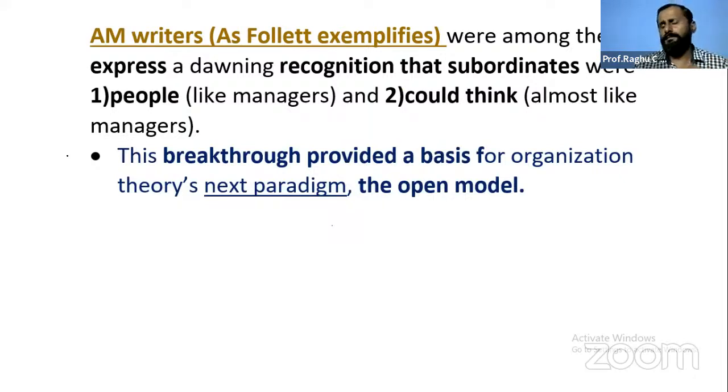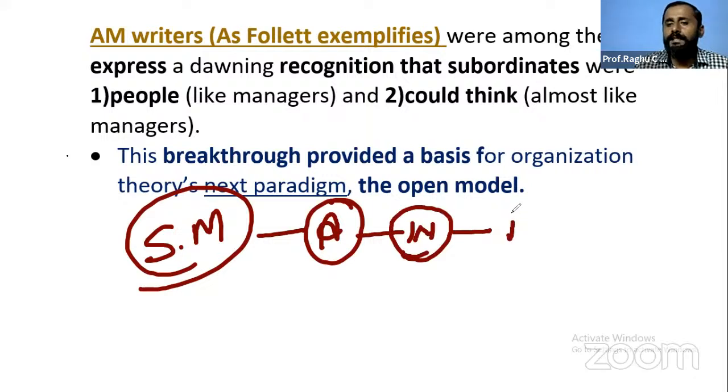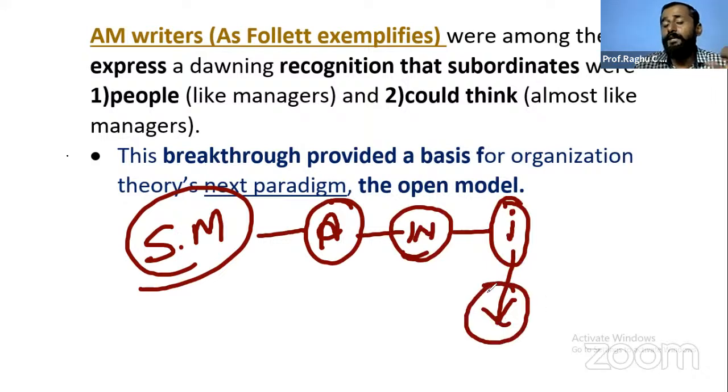Follett, and in fact some of the administrative management theorists, were among the first to express a growing recognition that subordinates are people like managers and could think almost like managers. This was never thought. Take, for instance, scientific management. What was the assumption of scientific management with respect to the worker? Worker should not initiate. If the worker initiates, that leads to low productivity, inefficiency. Means workers are not having a mind of their own.